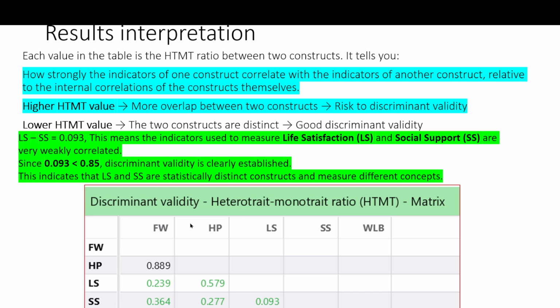For example, in this table, for life satisfaction and social support the ratio is 0.093. You can see the figure 0.093 here. This means the indicators used to measure life satisfaction and social support are very weakly correlated. It is much lower than 0.85, hence discriminant validity is clearly established. This indicates that life satisfaction and social support are statistically distinct constructs and measure different concepts. In this way, we have to analyze each value of the respective constructs in your table.